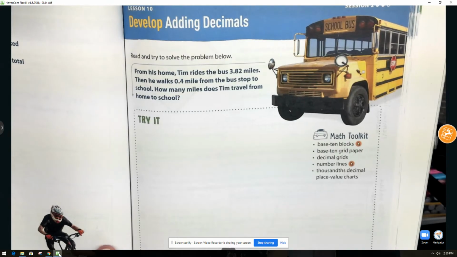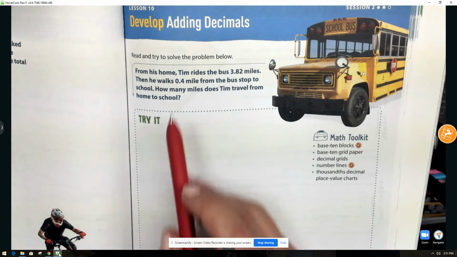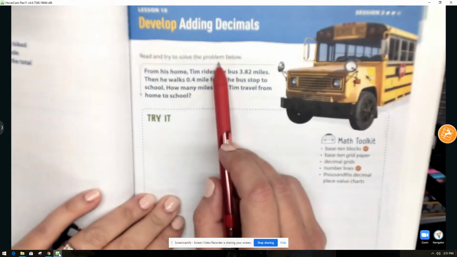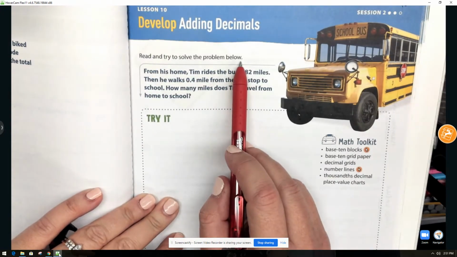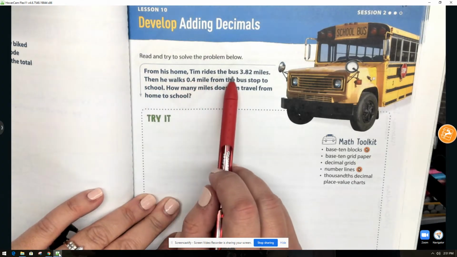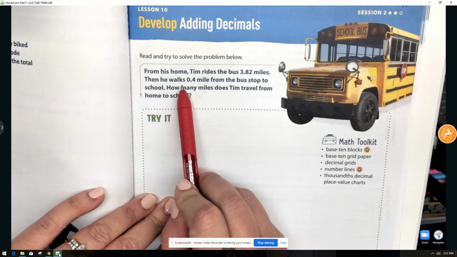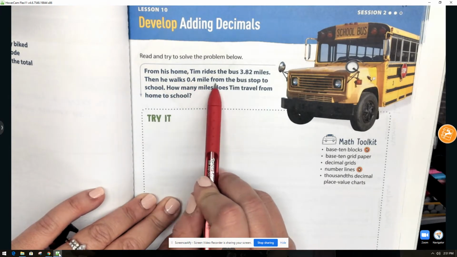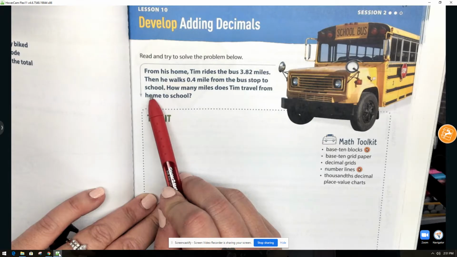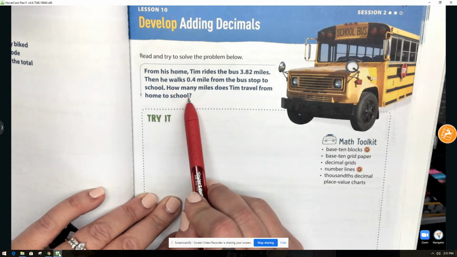Okay, so here is the problem that we have for today. The problem says, we're going to read and try to solve the problem below using strategies that we already have. So it says, from his home, Tim rides the bus 3 82/100 miles. Then he walks 4/10 of a mile from the bus stop to school. How many miles does Tim travel from home to school?